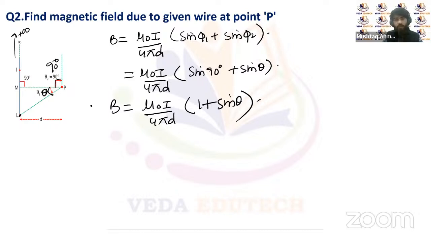Then the direction of our palm will give us the direction of the magnetic field at this point P. And it will be once again into the plane of this paper, and perpendicular to the plane will be represented by a cross, right?